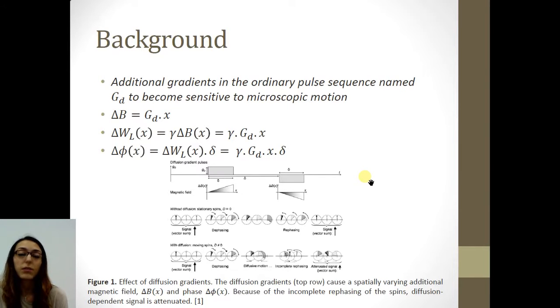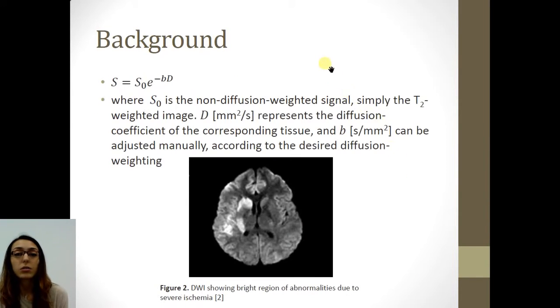But since in diffusion-weighted imaging we are sensitive to microscopic motion of the spins, the spins will also accumulate different phases in the direction of this gradient and this gradient. Therefore, the phase cancellation will not happen completely, and the acquired signal will be attenuated. So how much it will be attenuated will depend on this equation here.